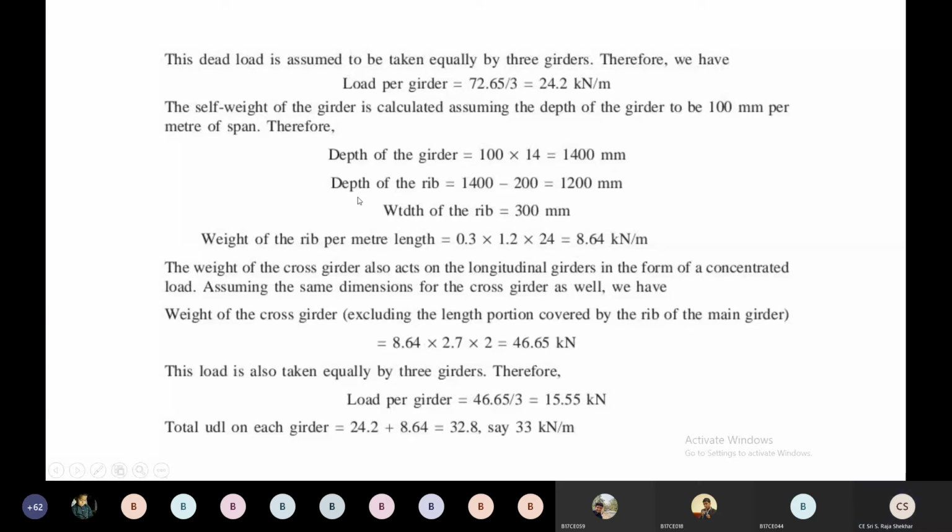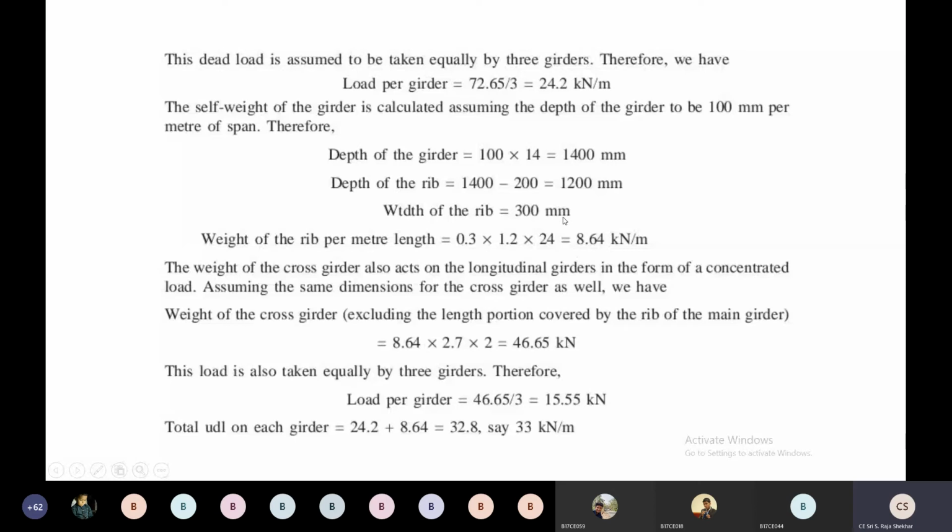Now depth of web portion or rib portion is equal to total depth of T-beam girder minus depth of slab. So depth of slab I am considering here, actually it is 220 mm, I am considering 200 mm for rounding figure. So 1200 mm depth of rib, 1200 mm depth of web వచ్చింది. Now width of web we have already assumed 300 mm.